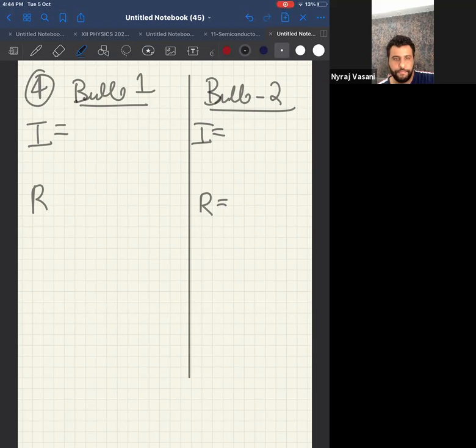Okay. Tell me, what is the current in bulb 1? Now, how do you calculate the current? You know that P equal to VI. Therefore, I is equal to P by V. Agreed? I is equal to P by V. Here also, I is equal to P by V. Tell me what is the first answer? What is the current generated in bulb 1 and what is the current generated in bulb 2?